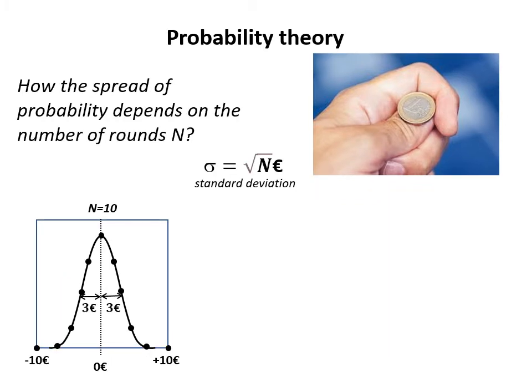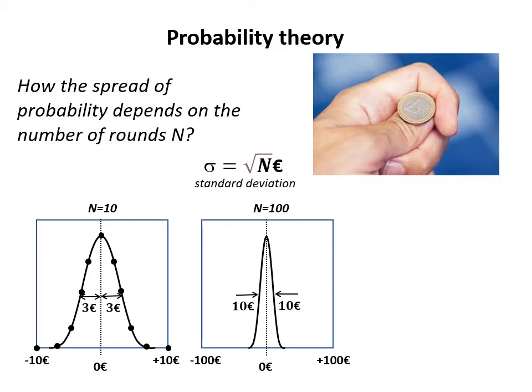It's interesting to investigate how the spread of probability, the width of the probability function, depends on the number of rounds, N. This formula suggests that it increases as the square root of N. Let's plot the distribution for 10 rounds. In fact, for 10 rounds, we have to use the discrete binomial distribution, but just believe me that it looks like that.